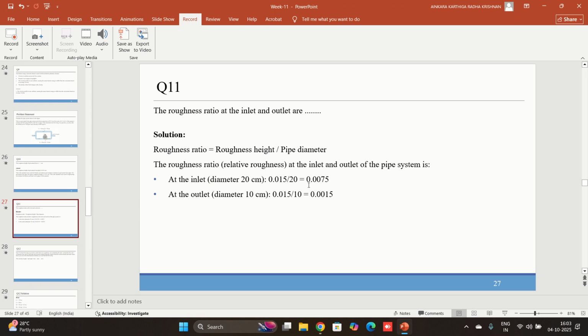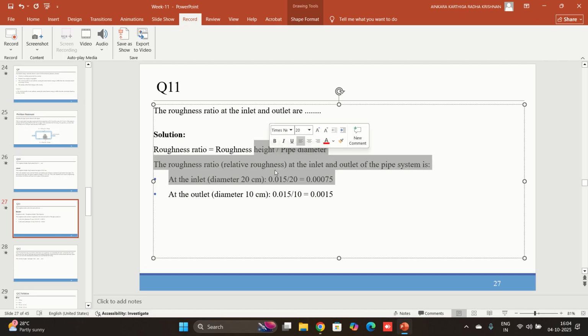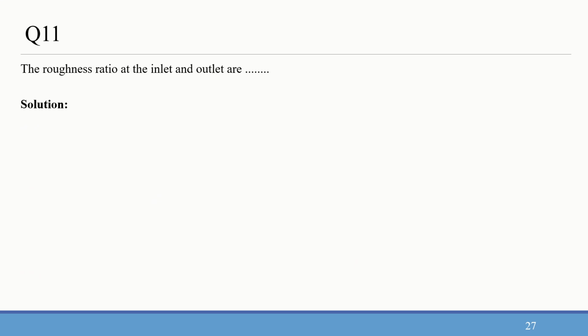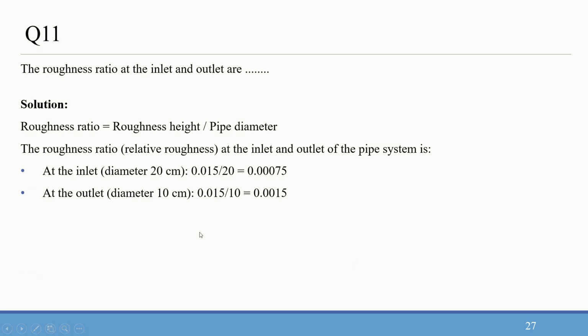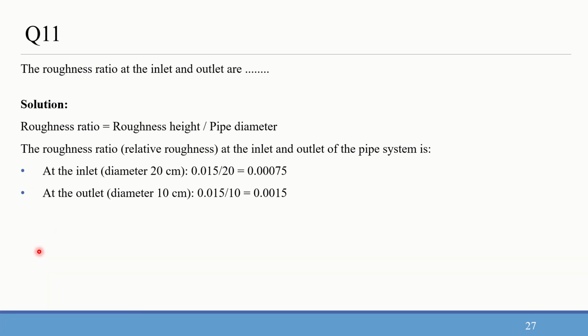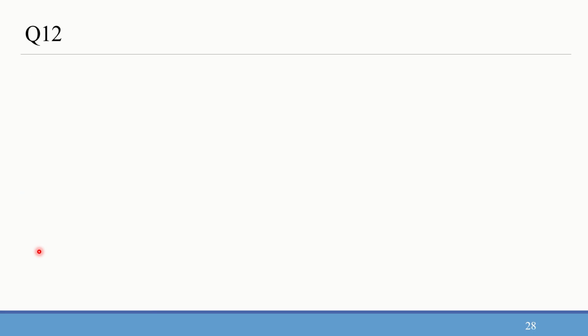Okay, this is 0.00075, of course it should be. I'm sorry, I missed that. At the inlet it is 0.00075, and at the outlet it is 0.0015. Okay, I think I have to do the calculation wherever this particular thing is coming.